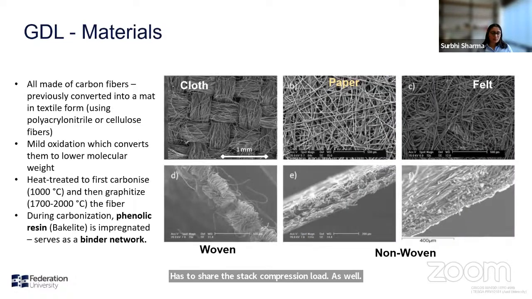So there are different types of gas diffusion materials. They can be made of woven cloth, paper, or felt, which are non-woven. All of these are basically made from carbon fibers that are being developed using different methods and transformed into gas diffusion layers. Mild oxidation is used often to convert them to lower molecular weights, and they're further heat treated and then graphitized in some cases to ensure better stability of the fiber. These materials are also then impregnated with phenolic resins, which act as binders to the carbon fiber networks to hold on to the structure.